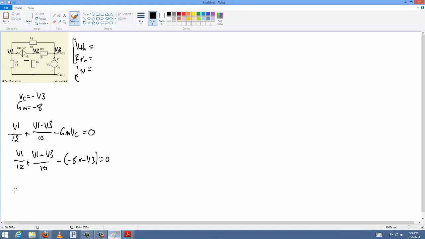Splitting this up into its components, we have V1 12 plus 1 on 10, plus 0 V2, minus V3 8 plus 1 on 10 equals 0. We'll leave that for now.